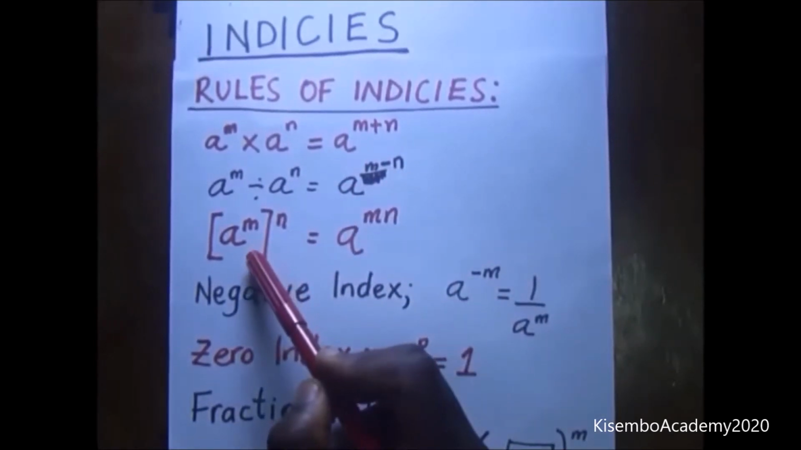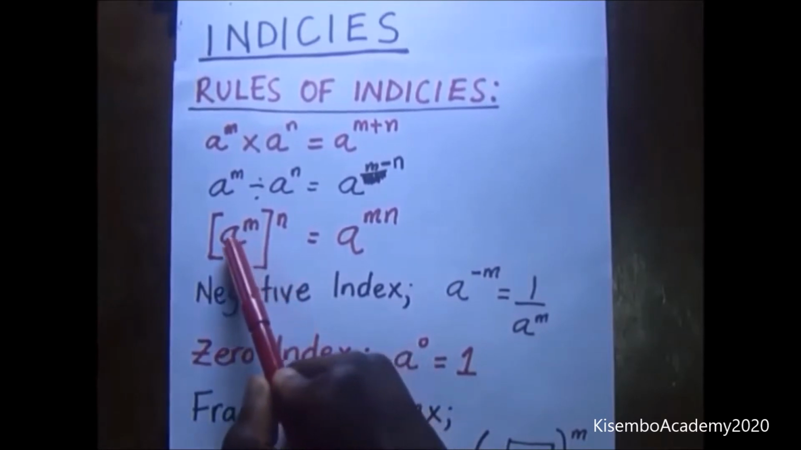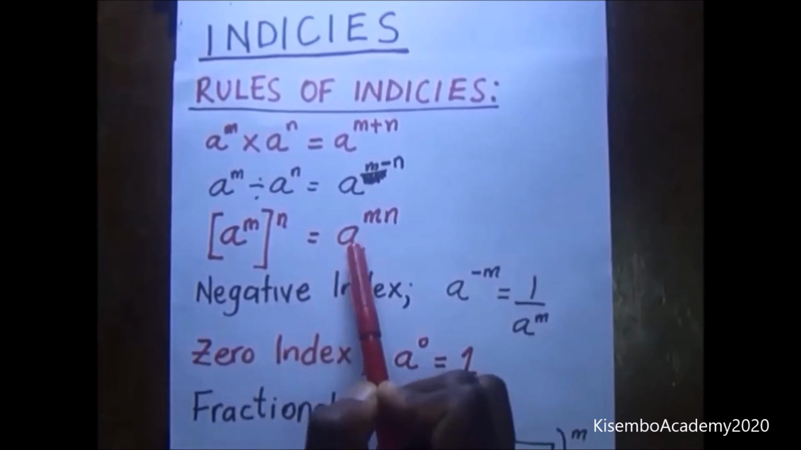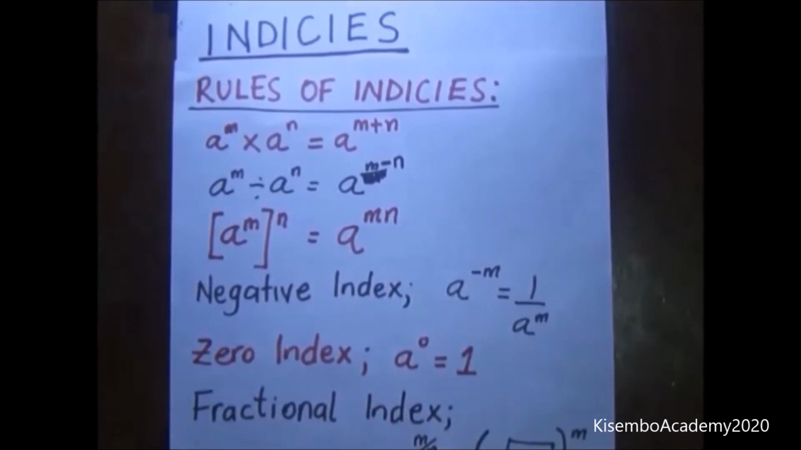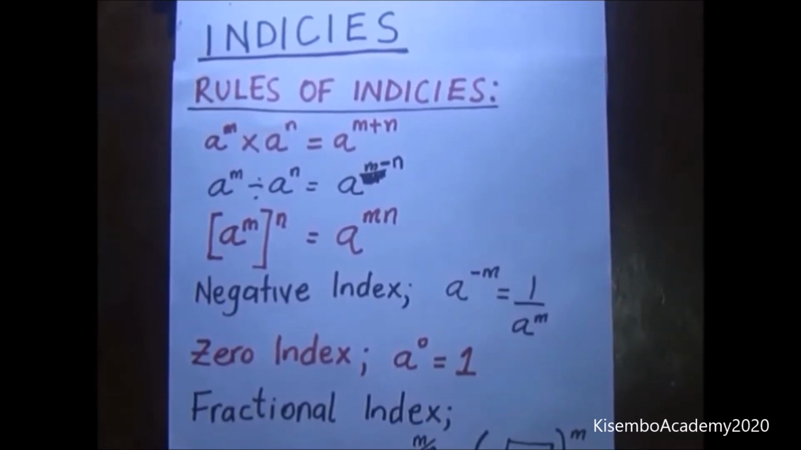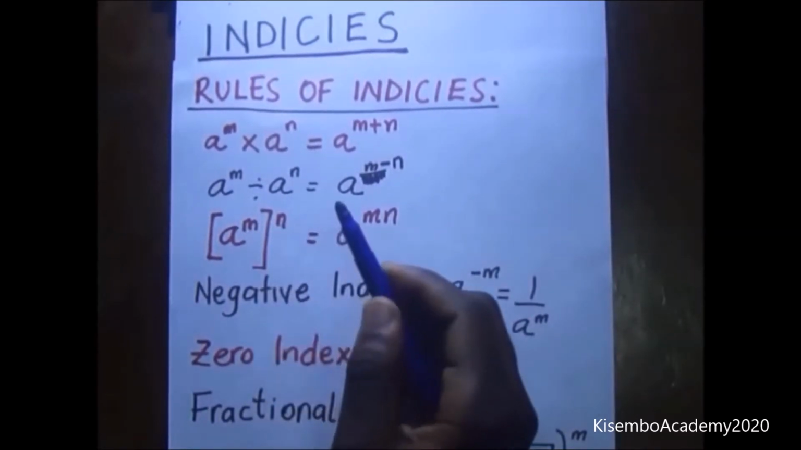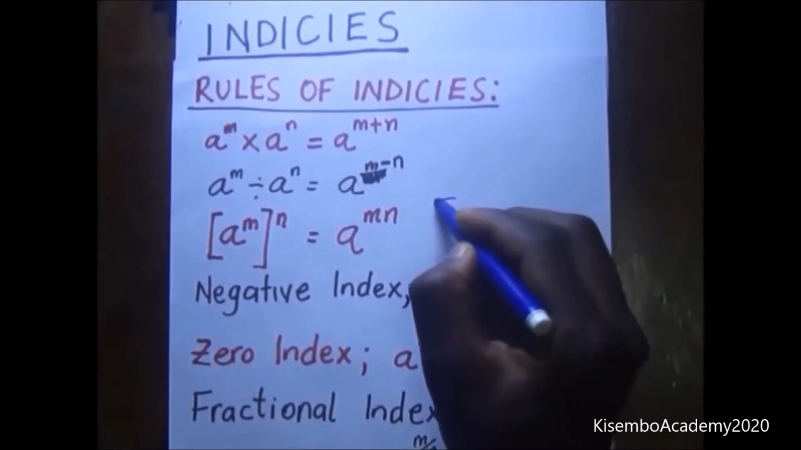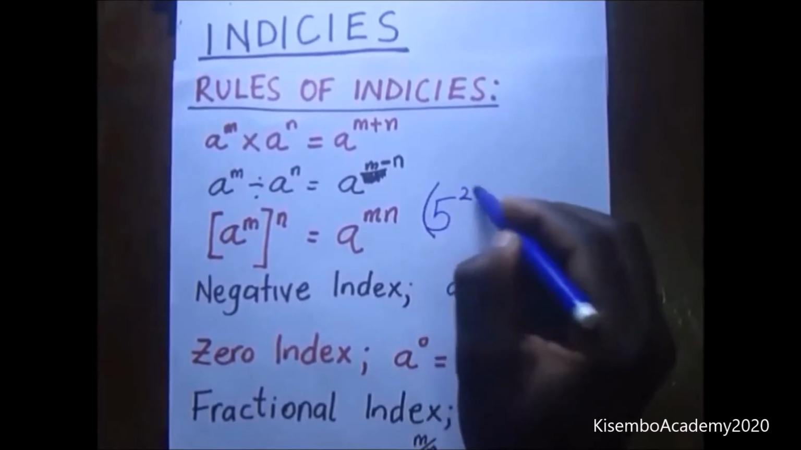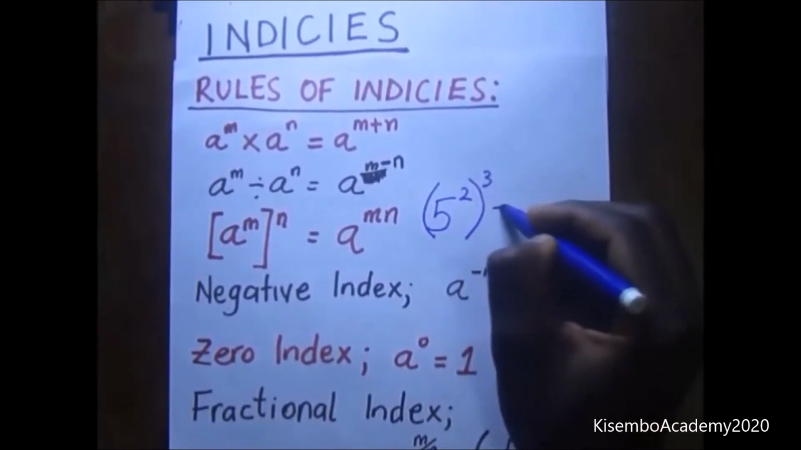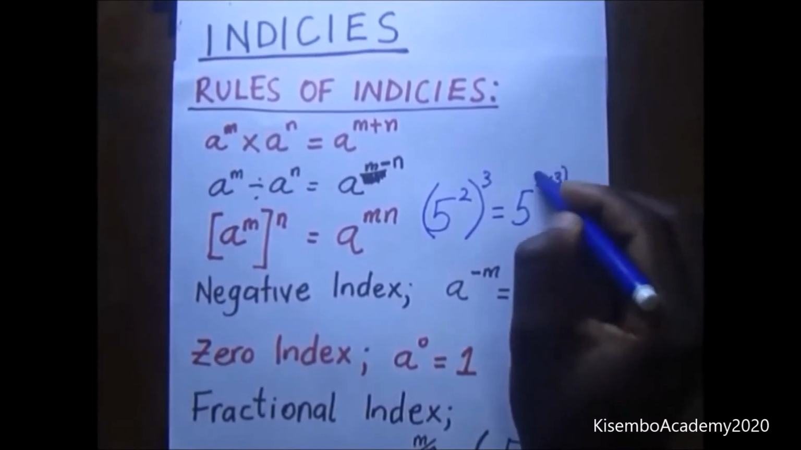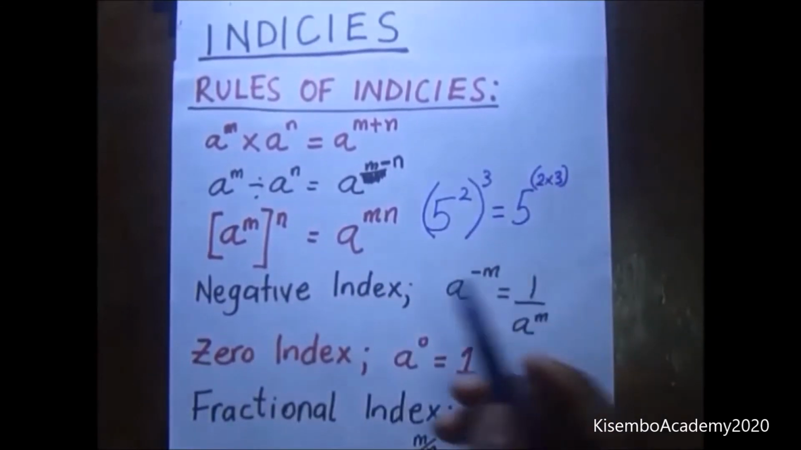Then, if we have an index a to the power m in brackets to the power n, it is as simple as saying a to the power mn. It means that the two powers are going to multiply each other. m and n will be mn. For example, if you have 5 to the power 2 in brackets to the power 3, it's the same as saying 5 to the power 2 times 3. That is what this arrangement means.